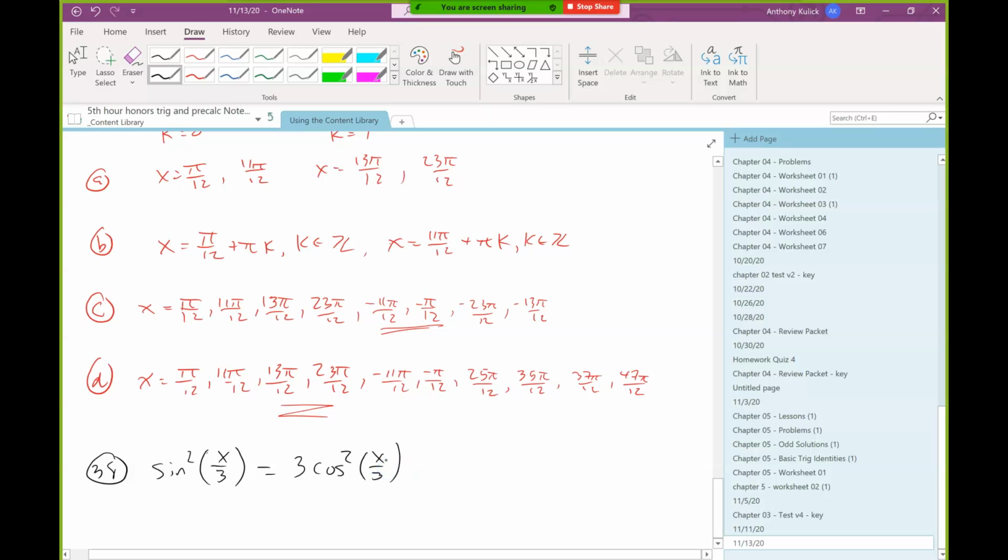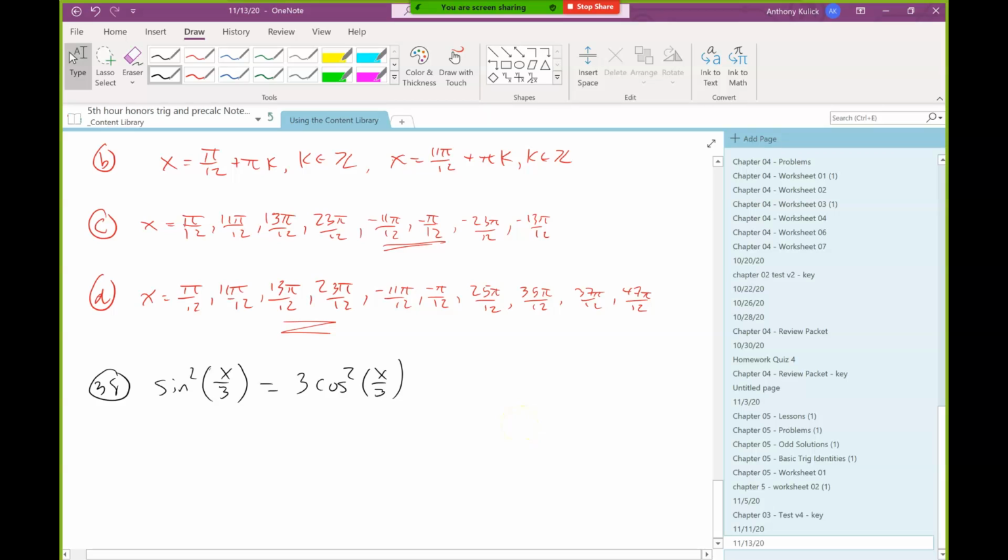Okay. So here we have two different trig functions. Oh no. But don't fear, we can remedy this and turn it into a single trig function using our identities. So what I'm going to do is divide both sides by cosine squared x over 3. Okay with that?